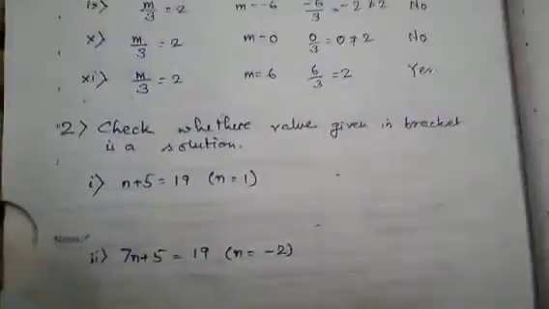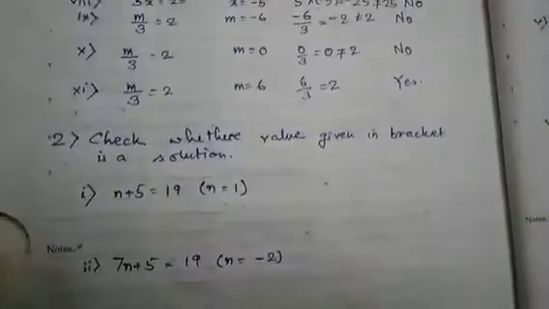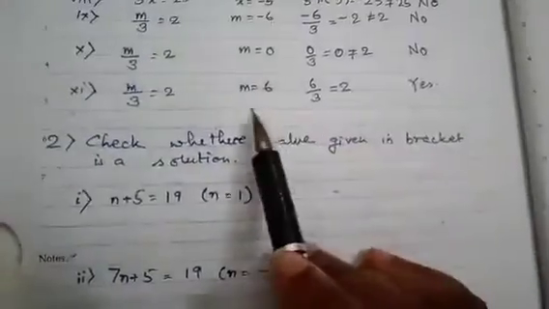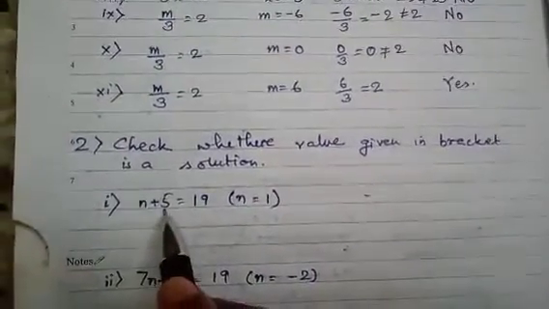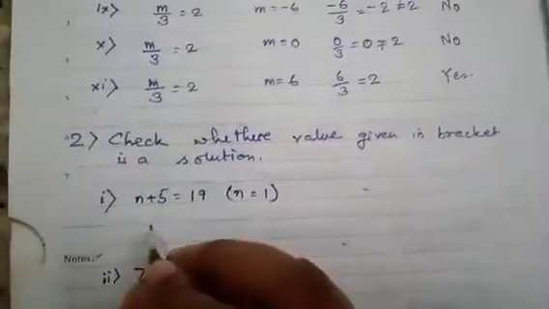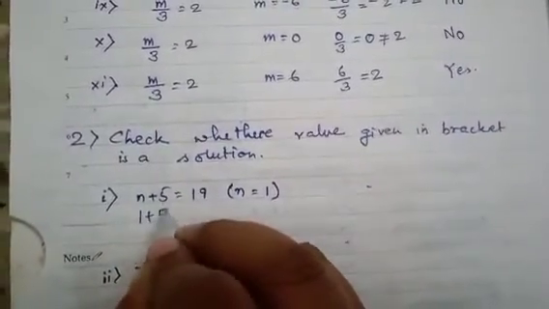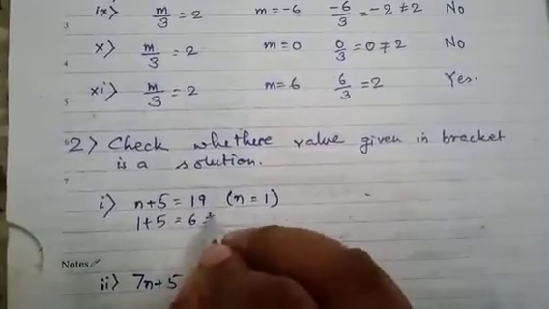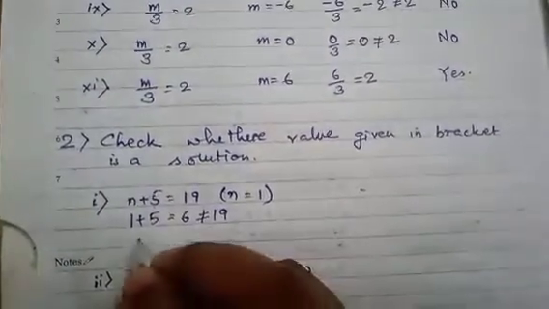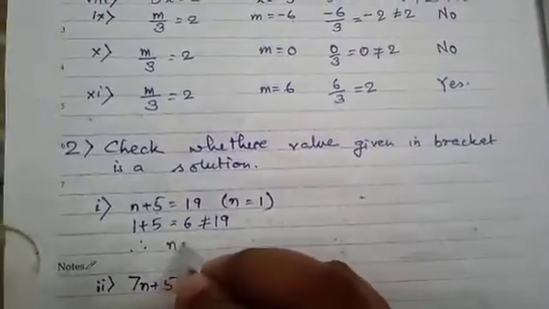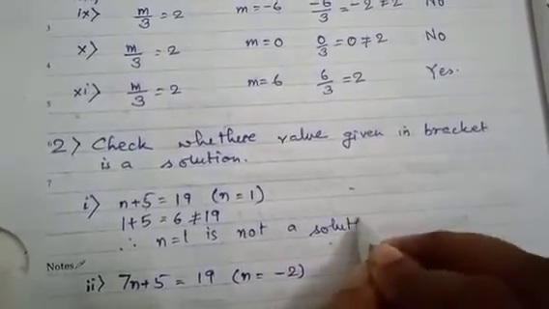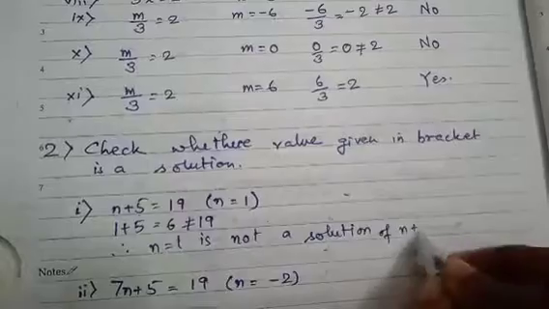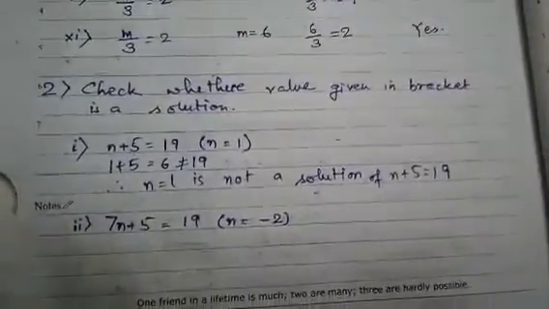Next, coming to question number 2. Check whether the value given in bracket is a solution. So here, as we were having the values over here like this, here the value is given in brackets. So n plus 5, how will I do? I will write 1 in place of n. So 1 plus 5, which is equal to 6, which is not equal to 19. So I will answer, therefore, n equal to 1 is not a solution of n plus 5 is equal to 19, right?